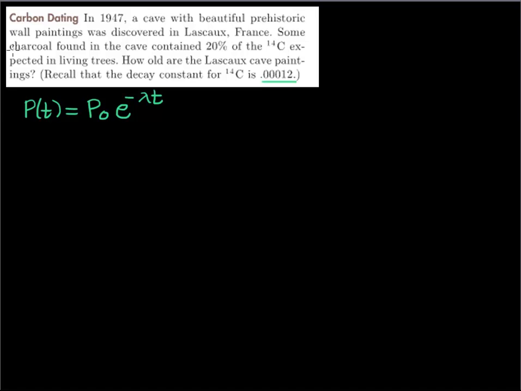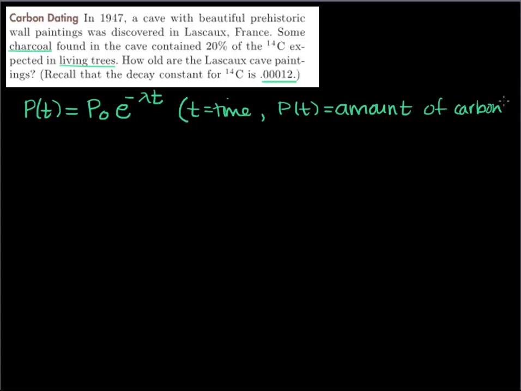Okay, so this is basically saying that if we took the amount of carbon-14 in a living tree, this charcoal, so they're just comparing two things that are carbon, found in the cave contained 20% of that. And the question is, how old are the cave paintings? All right. So again, I want you to think about the population in this time. T is going to equal time. And the population that we're looking at, P of T, is the amount of carbon.